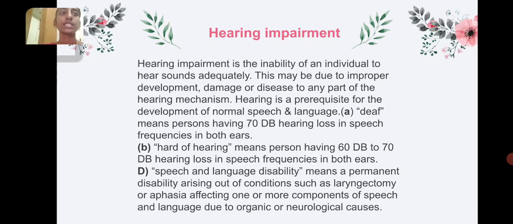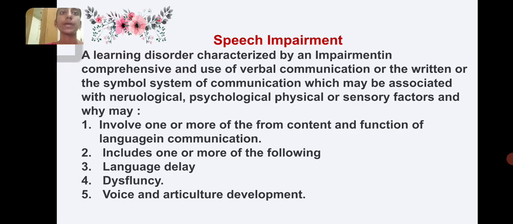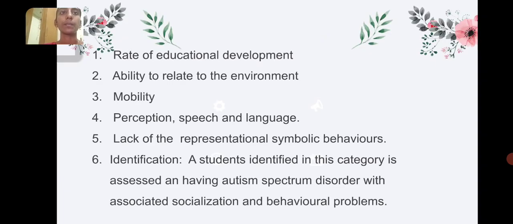Speech and language disability means permanent disability arising from conditions of the larynx and appearing to affect one or more components of speech and language due to organic and neurological causes. Speech impairment arises from psychological, physical, sensory and neurological factors involving one or more of both content and function. Language in communication includes one or more of the following: language delay, voice and articulation development.